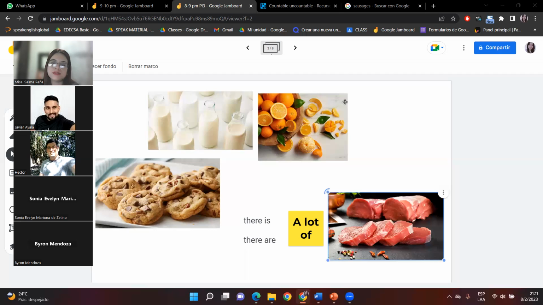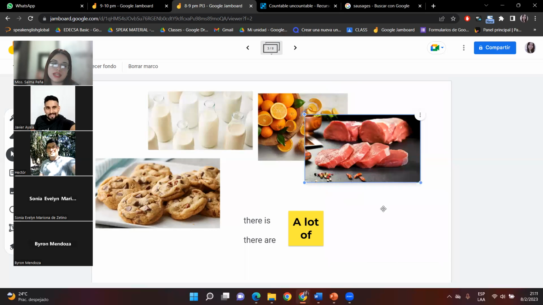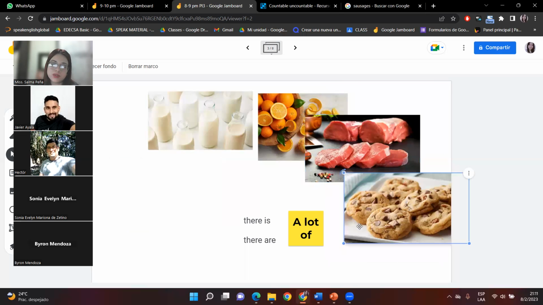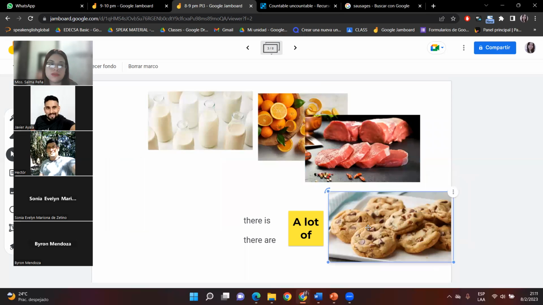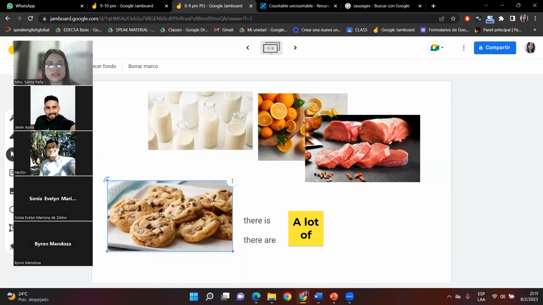Okay, now Sonia, if I change the picture and I put this one, cookies. There are a lot of cookies. There are a lot of cookies, exactly. And Byron, why there are and not there is? Because the cookies are countable. Because we can count cookies, exactly. There are many cookies, several cookies.